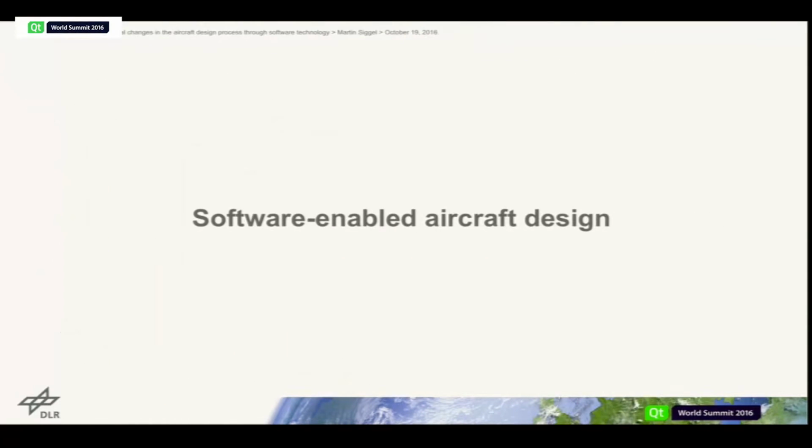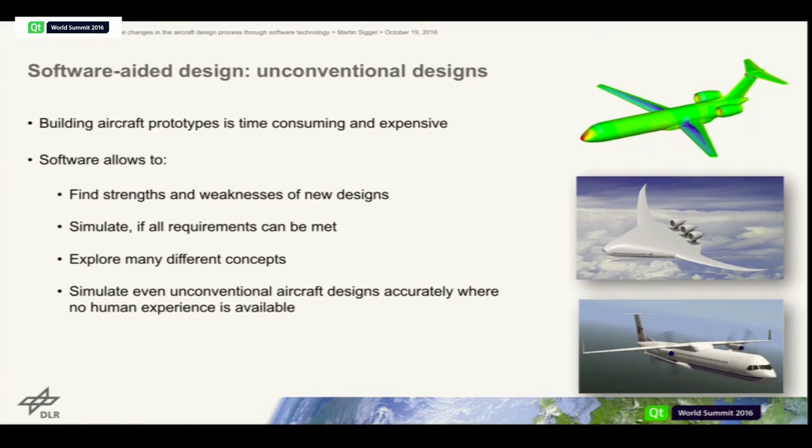So let's come to the second part, software-enabled aircraft design. What you can do with software is you can analyze unconventional designs, because building aircraft prototypes is too time-consuming and expensive, and software allows you to find strengths and weaknesses of your designs, and you can simulate if all the requirements you get are met. You can explore different concepts, and you can even simulate unconventional designs accurately where no expertise for humans is there, because you have the right tools.